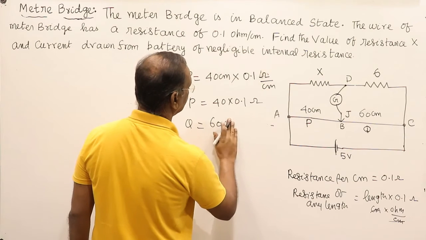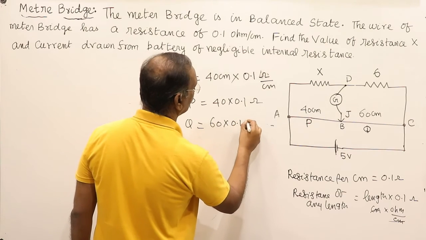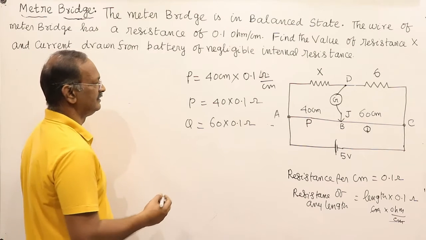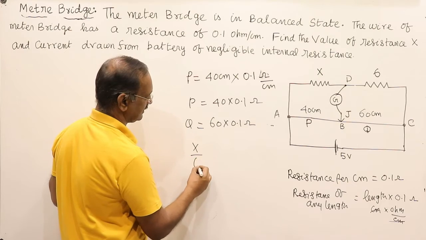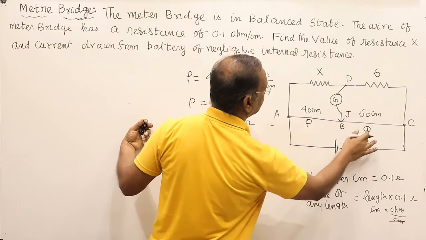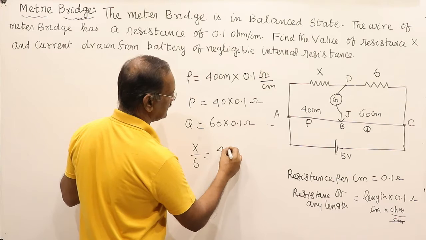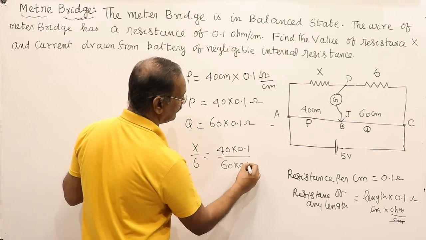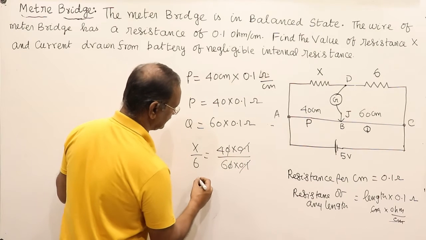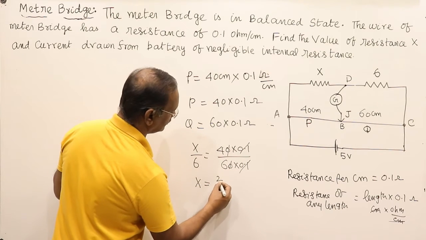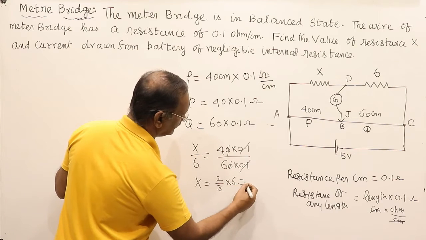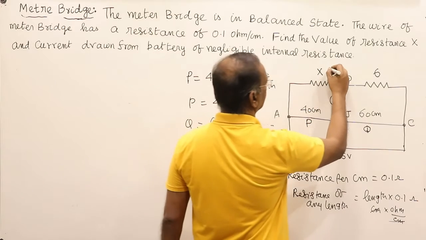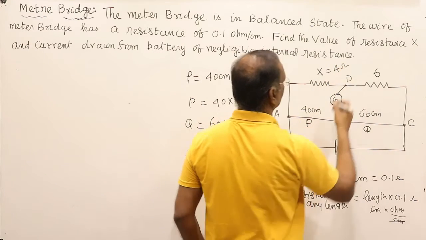It is 60 into 0.1 ohm. We got P and Q, and X and Y. Since it is under balance condition, we can say X by 6, this divided by this is equal to this divided by this. That is 40 into 0.1 divided by 60 into 0.1. This cancels, this cancels. Our X is equal to 2 by 3 into 6, 12 by 3, that is 4 ohm. So X is equal to 4 ohm.